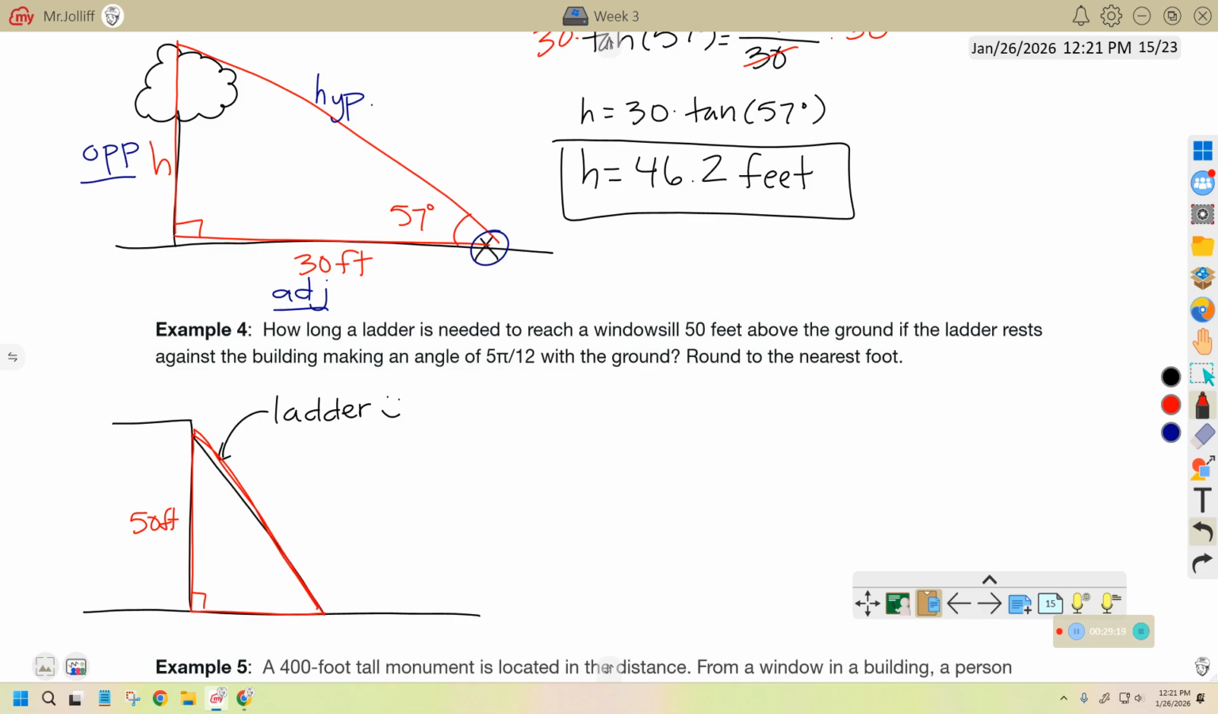What else did they give me? An angle relative to the ground. That's this guy down here, 5 pi over 12. And what side am I looking for?